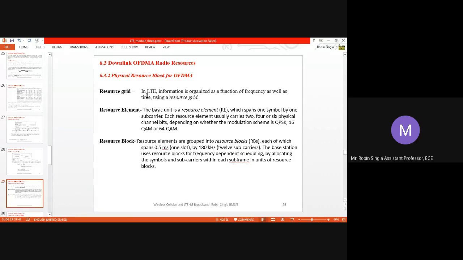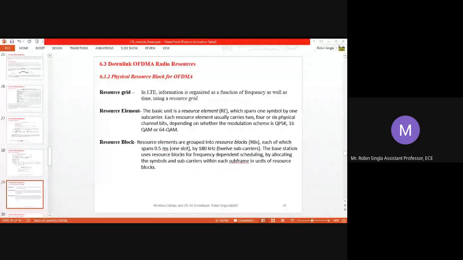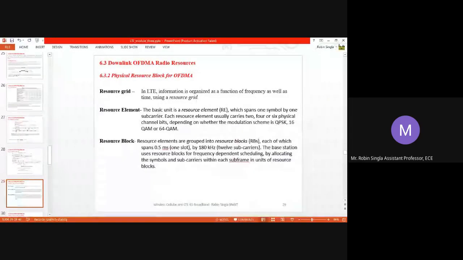What is a resource grid? In LTE, information is organized as a function of frequency as well as time using a resource grid. So if we see LTE or any other mobile communication, what are the available resources we have? Time and frequency. Okay, so this resource grid will tell us how information is organized in these 2 resources, frequency and time. Then resource element. The smallest unit of that resource grid is the resource element, and a group of resource elements is known as a resource block.